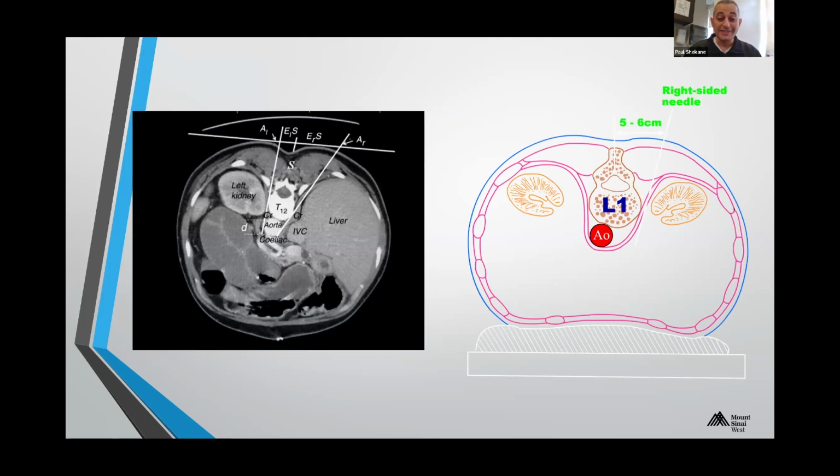This injection is typically done with CT guidance, given the amount of vascular structures that are in the vicinity of the celiac plexus. So usually with CT guidance, a needle is introduced just lateral to the vertebral body, just lateral to the aorta, anterior to the crura of the diaphragm, where the medication can be administered.